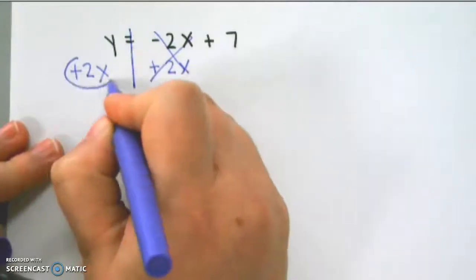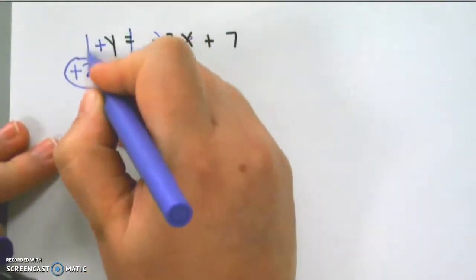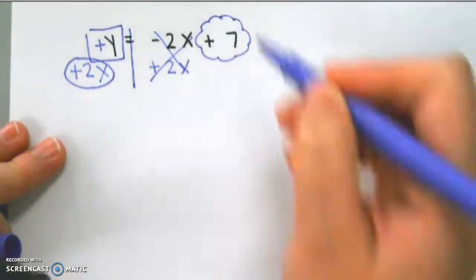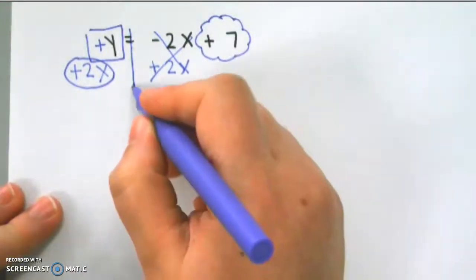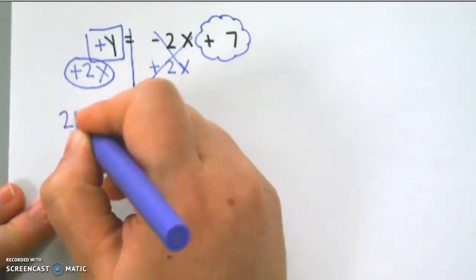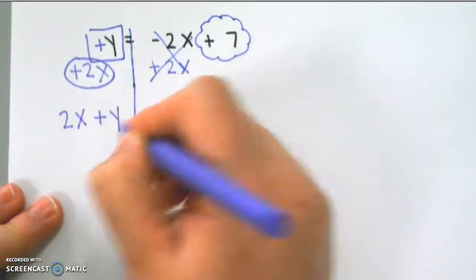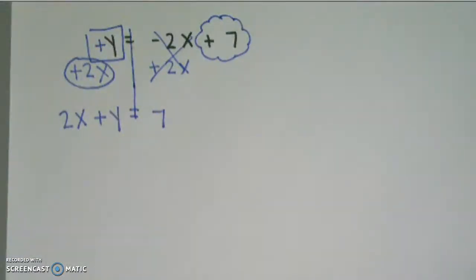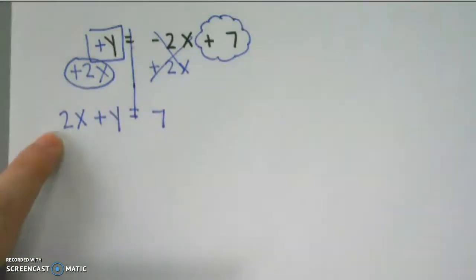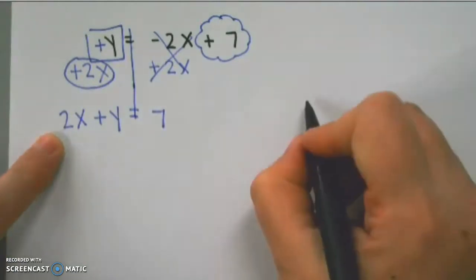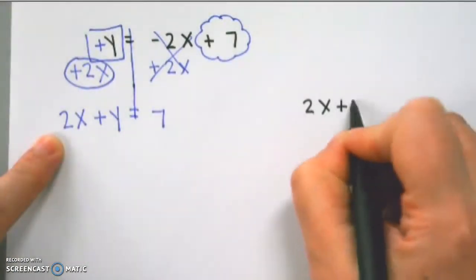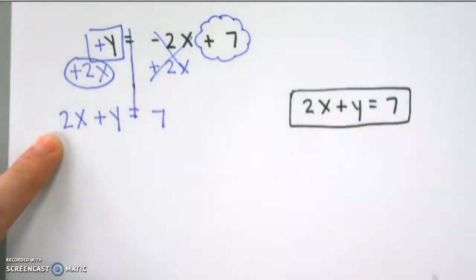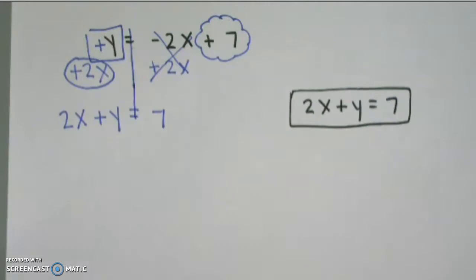All right, so now I have a positive 2x. Remember, that is a positive y, and this is a positive 7. So everything is just going to drop down. So that's a positive 2x plus y equals 7. And I'm done with this because my leading number has to be positive, and that 2x already is positive. So that's my answer. 2x plus y equals 7.